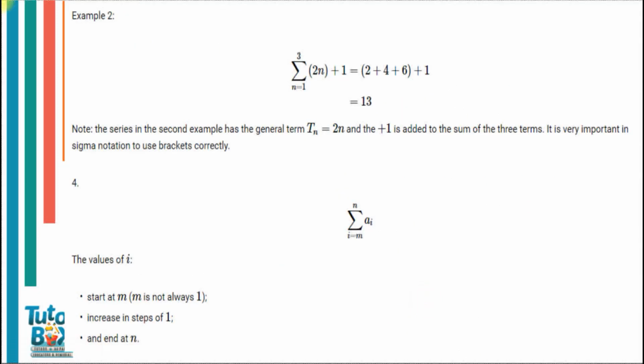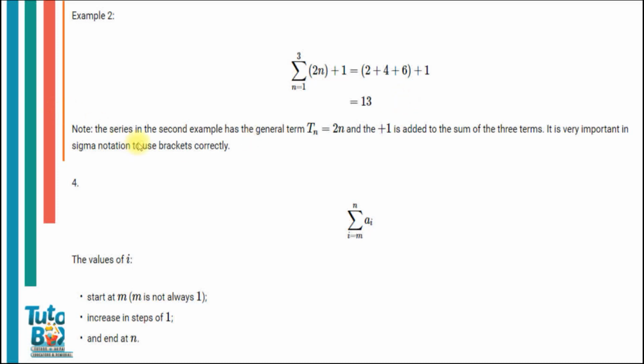If you come to this example, we have 2n in brackets by itself, and outside you add 1. Because this is a constant, it's not dependent on any n at all. So first you sum the 2n part: when n is 1, this will be 2; when n is 2, this will be 4; when n is 3, this will be 6. Now I sum 2 plus 4 plus 6, and after I get the answer to that, I add my 1, and then I get 13.